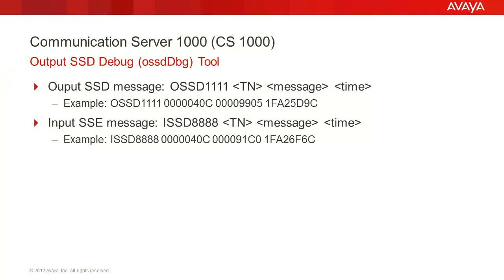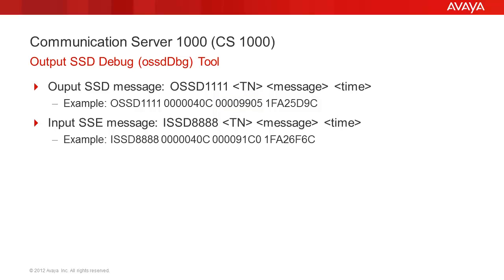Now, the SSD messages are normally formatted as follows, where OSSD 1111 and ISSD 8888 are the headers. The TN is the packed TN. The message is the SSD message content, and the time is the real-time clock before output, when the work scheduler gets the input message. So, in our Output SSD Debug tool example, we have used the following as our SSD message.